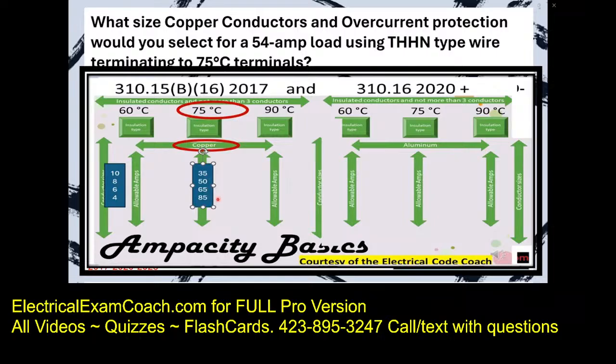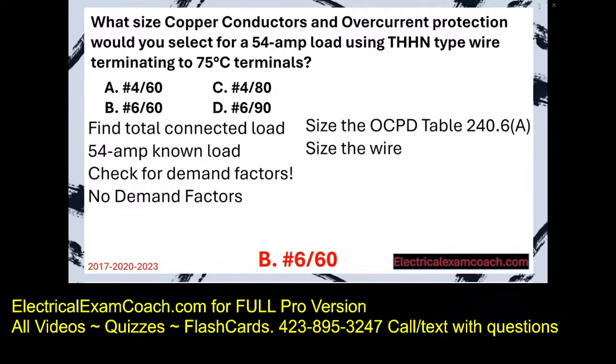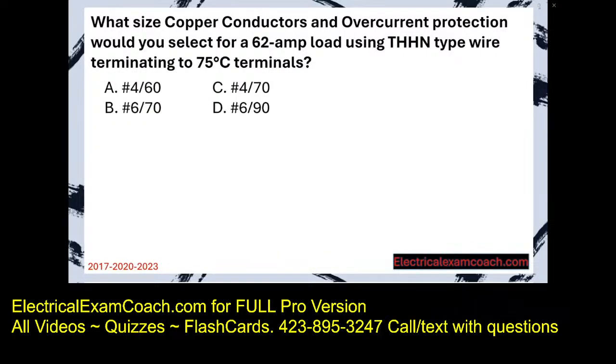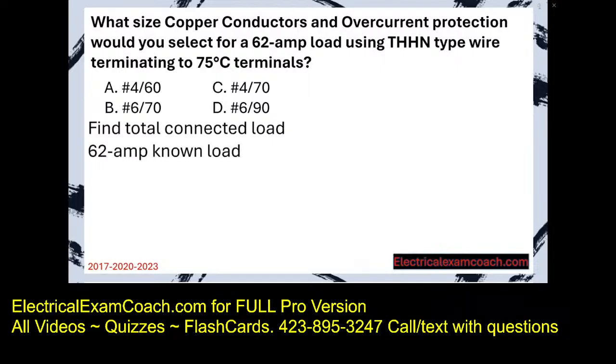Let's get to it. What size copper conductor and overcurrent protection would you select for a 62 amp load using THHN wire terminating to 75° C terminals? Step 1, find our total connected load. In this case, it starts at 62 amps. But we must check for demand factors. With there being no special pieces of equipment mentioned or the fact that it's running for 3 or more hours, in this case, there are no demand factors.